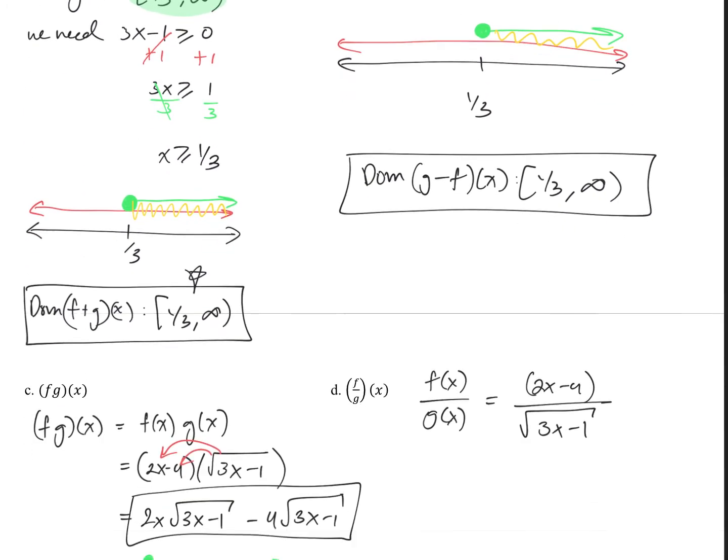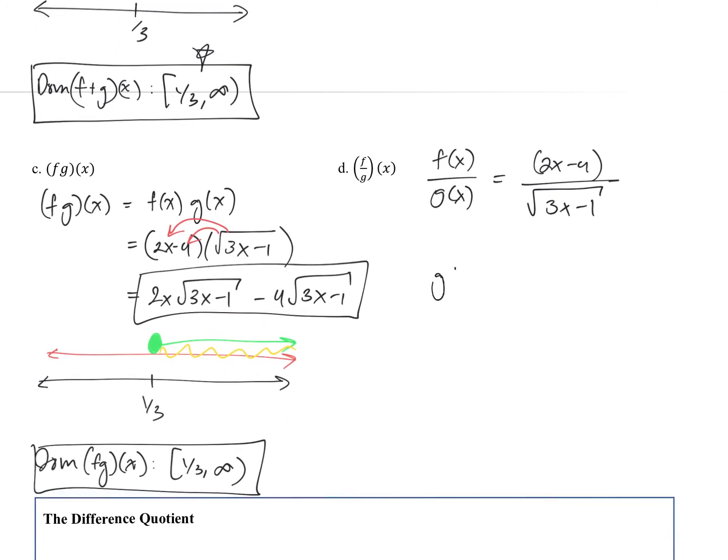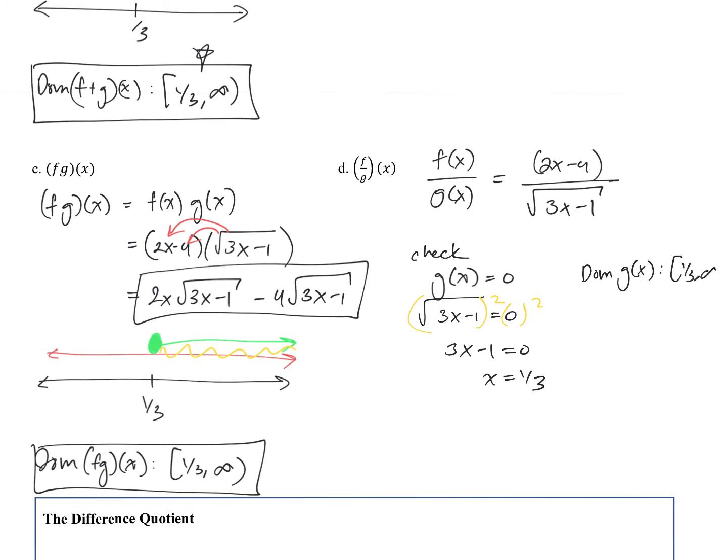So, g of x equals 0 when what? Well, I don't know. I need to figure that out. So when does g of x equal 0? We're going to check that. And then we're going to take that number out of our interval. So root 3x minus 1, when does that equal 0? So square both sides. And then we get 3x minus 1 equals 0. And solving that, x equals 1/3. So the value we cannot allow is 1/3. Which means the new domain for g of x, instead of including 1/3 to infinity, we can no longer include 1/3.